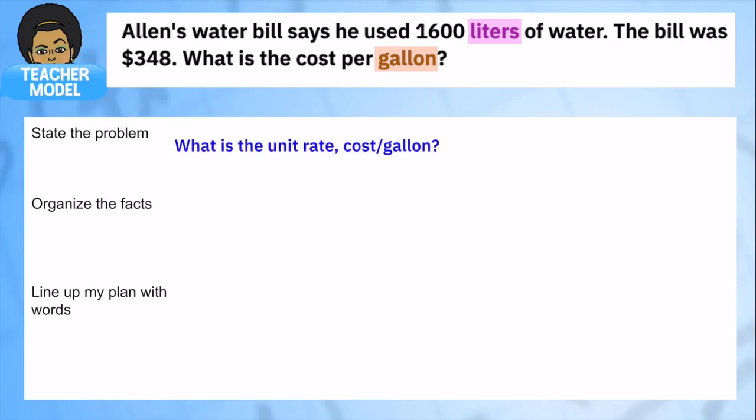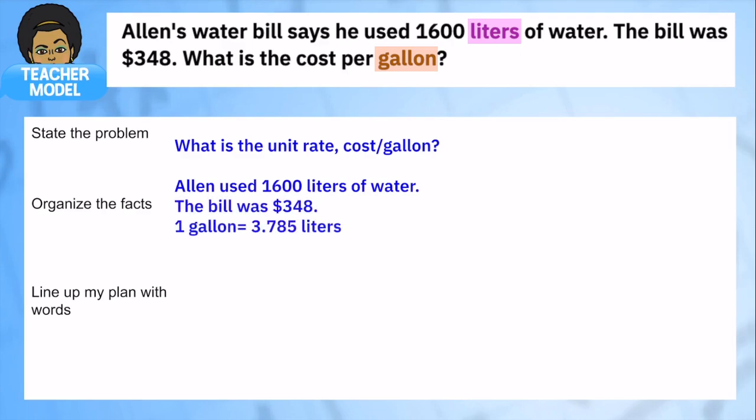We want to know the unit rate, cost per gallon. We know how much water he has in liters. We know what his bill costs. And we know that 1 gallon is equal to 3.785 liters on our reference sheet. So watch what I'm going to do. I'm going to give you both options.